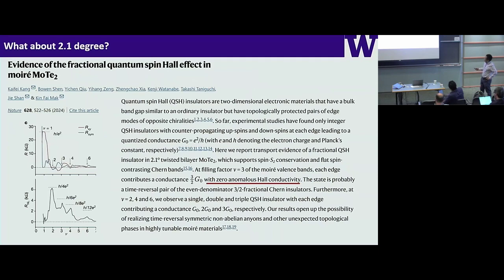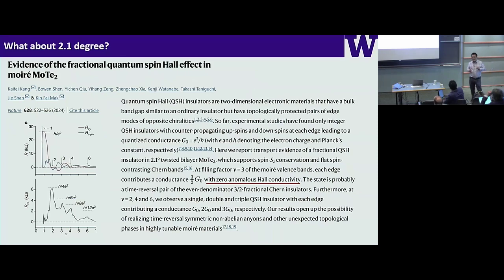So this work actually stimulates the community, especially the theory community, to really figure out what the state is. There are two camps. One assumes the state has time reversal symmetry. Then many different interesting ground states are proposed. And another camp suggests that the state actually has time reversal symmetry breaking. Then many other different states are proposed. And I would say it's a pretty wild field.